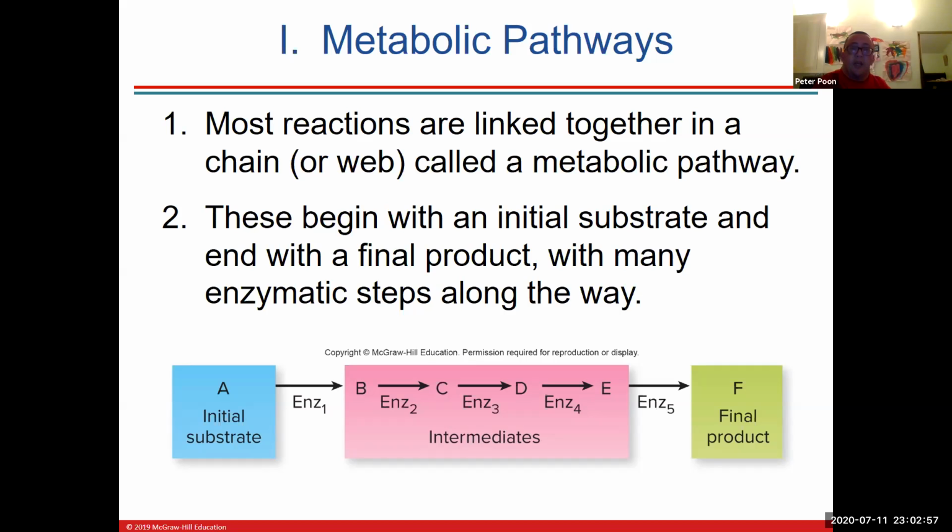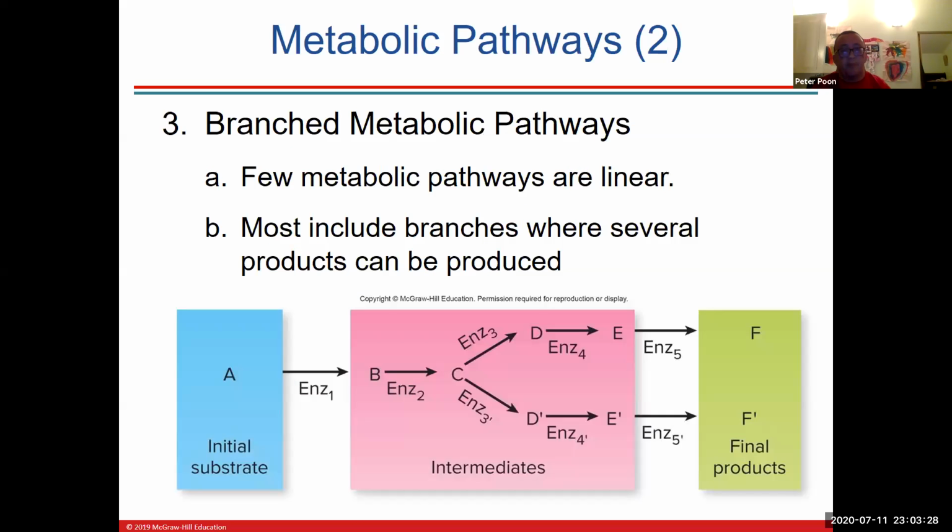Enzymes usually don't work by themselves. They usually work in long pathways called metabolic pathways. They begin with an initial substrate, which in this model is the blue thing, and then you have enzyme one, and then a whole bunch of intermediates, 1 through 10 or so, to get to the final product. An enzyme works at every step. Sometimes the pathways are branched.